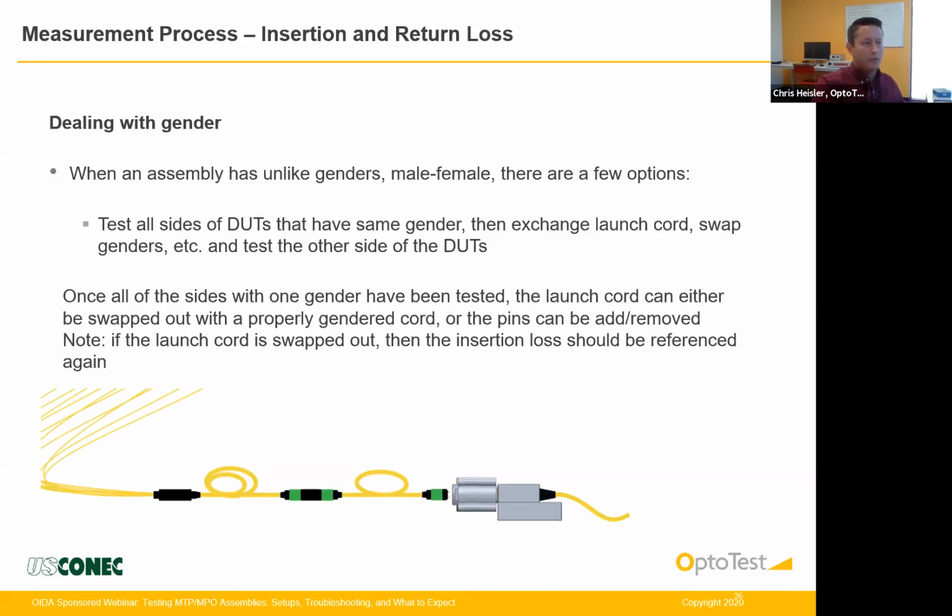So once all of the sides with one gender have been tested, the launch cord can either be swapped out with a properly gendered cord or the pins can be added or removed. Note, if the launch cord is physically swapped out, you should re-reference insertion loss.